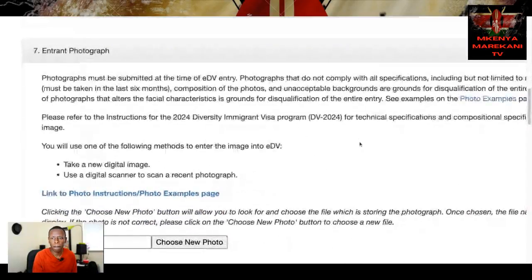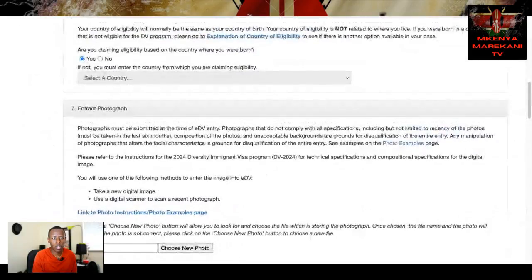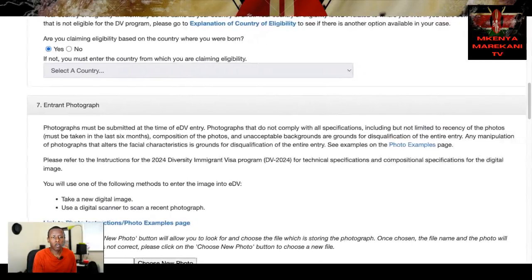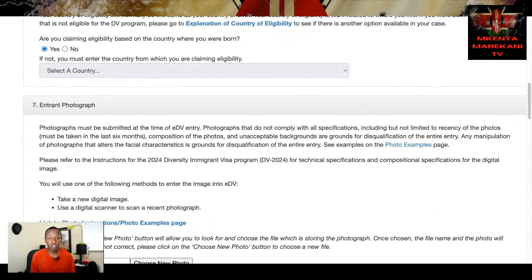Let's go to number 7, the entrant photograph. The photograph must be submitted at the time of the EDV entry. Photographs are very specific here, and if your photo does not meet the specification of this DV lottery, then you will be disqualified. That's why I always tell guys, it's good to go to a professional photographer to take you a good quality picture, so that you're not disqualified just because of a picture.